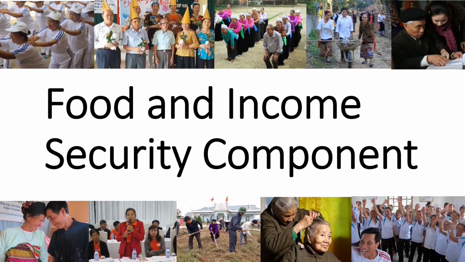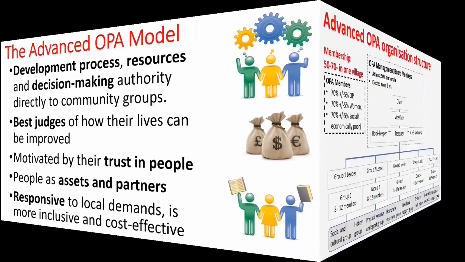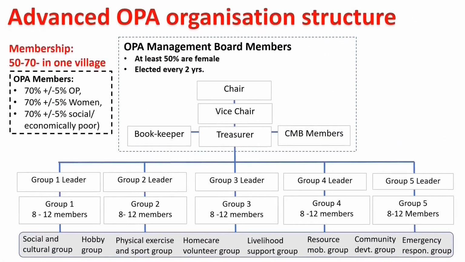Welcome to my presentation on the Advanced OPA Development Model Food and Income Security Component. This is a typical OPA organization structure which has been designed to promote full local participation and ownership of the OPA model. A typical OPA has around 50 to 70 members and is based at village or community level.